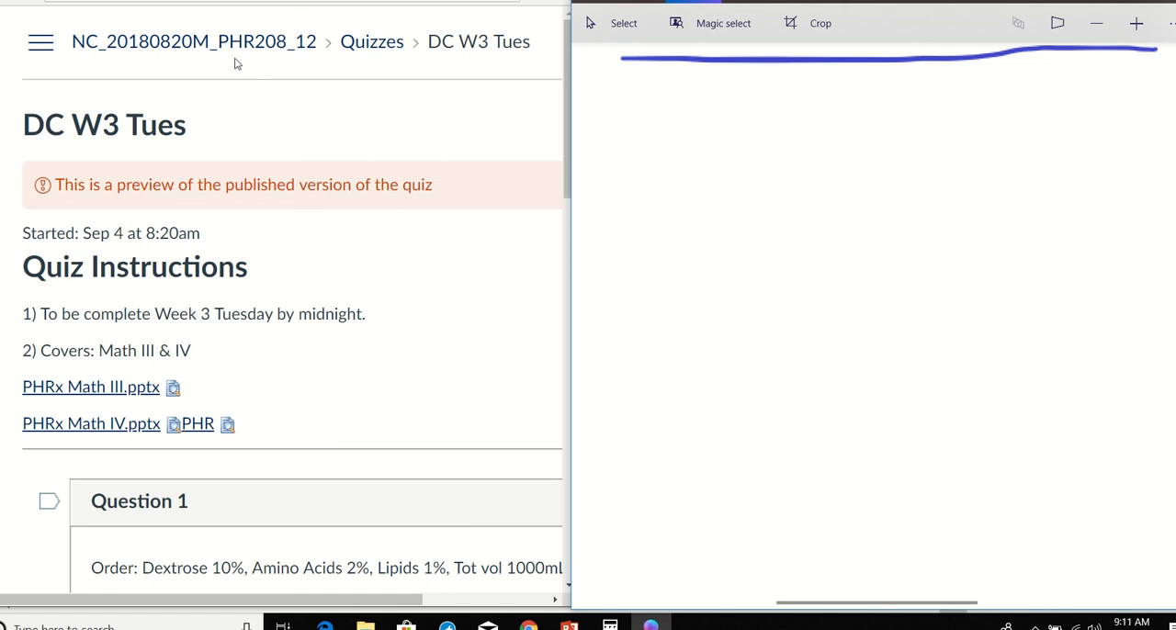Good morning. All right, Pharm 208. And this is DC Week 3 Tuesday. It's going to cover TPN based solution. So this week's lecture is IV compounding. And one of the most complex and dangerous IV products around is total parenteral nutrition.